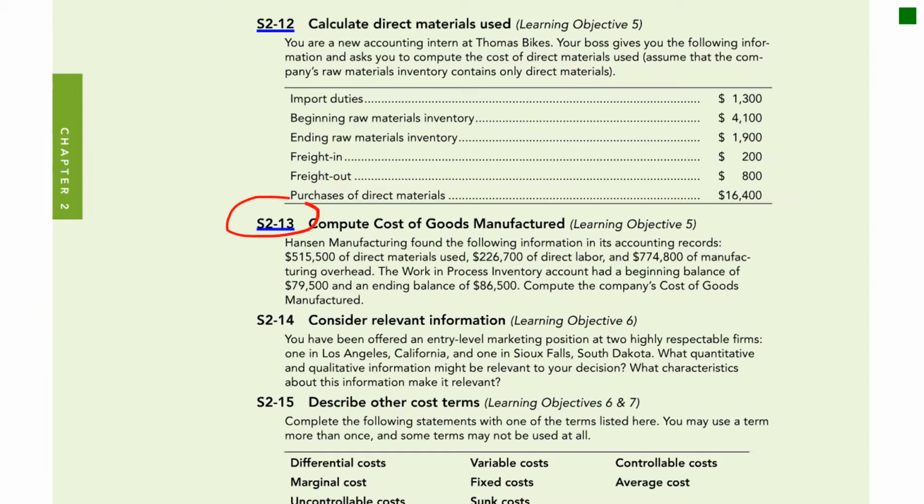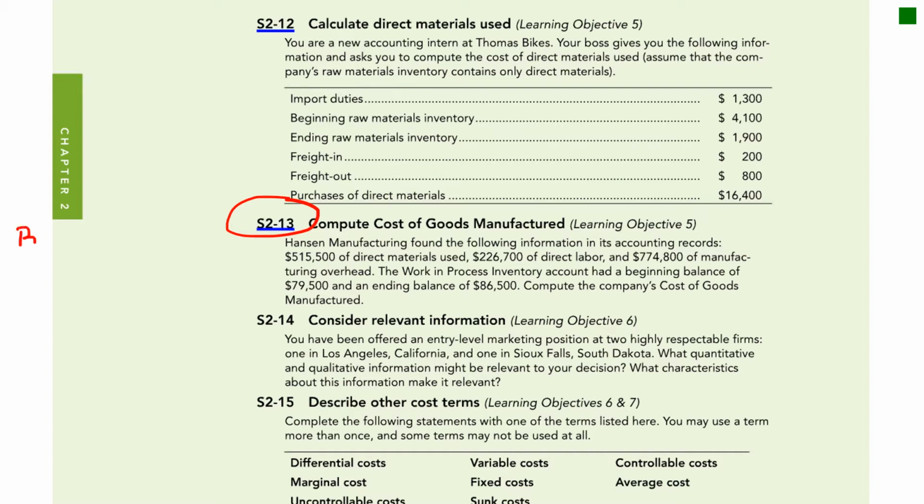Now, S2-13, let's do a cost of goods manufactured calculation. So on this one, it says Hansen Manufacturing found the following information in its accounting records. You've got direct materials used. Think of that's your first product cost. Direct labor, there's your second. And your overhead of $774,800. Work in process had a beginning balance of $79,500 and an ending balance of $86,500.